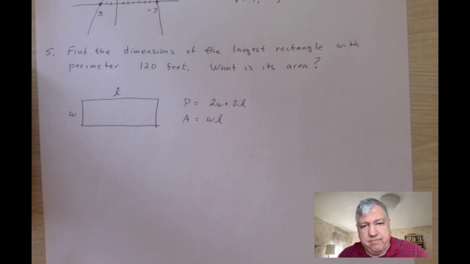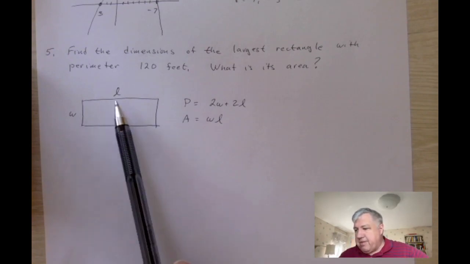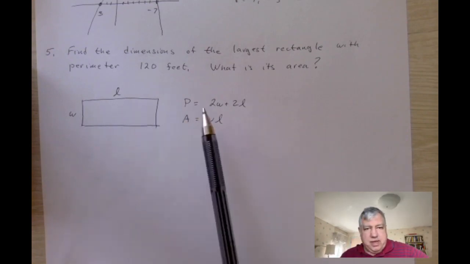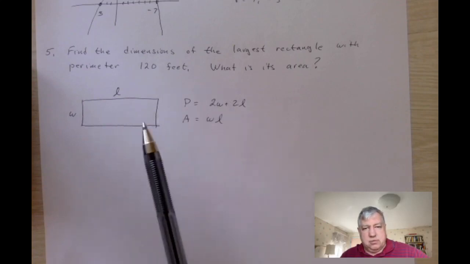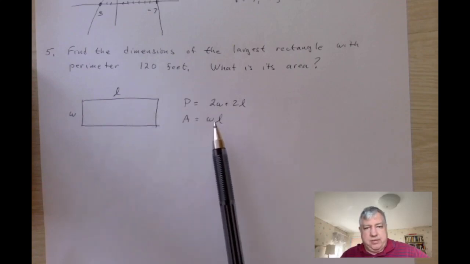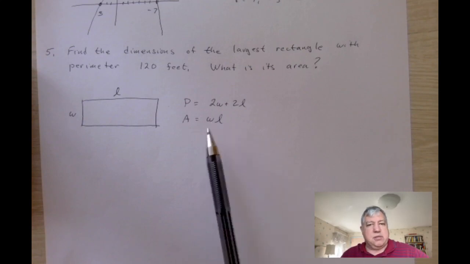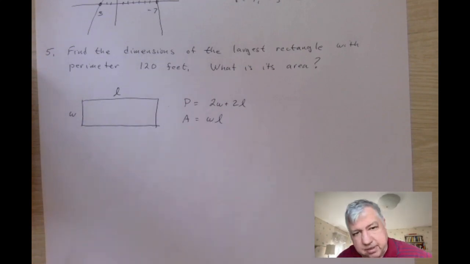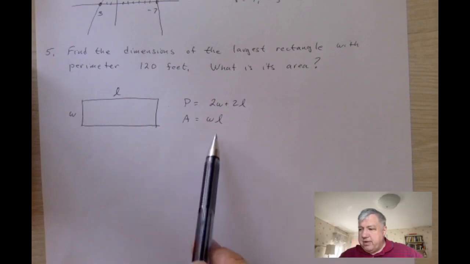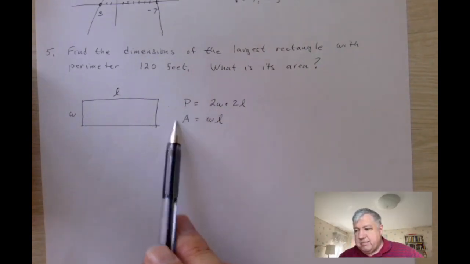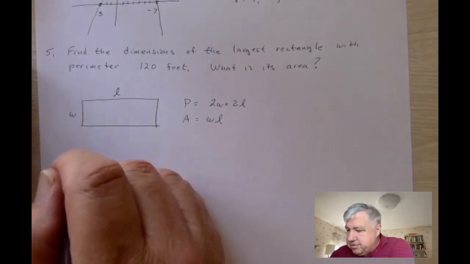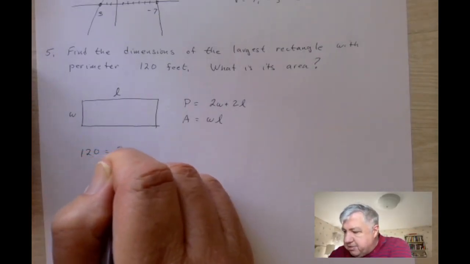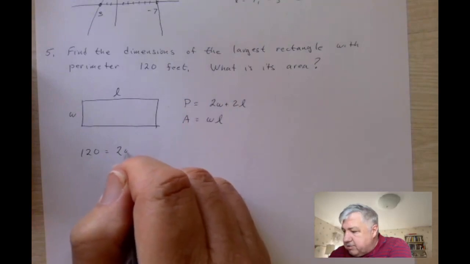Okay, and I remind you the perimeter is, if W is the width and L is the length of the rectangle, then the perimeter is 2W plus 2L. And the area is length times width, or in this case, width times length. The order doesn't matter. And what you want to do is find a W and L to maximize this, given that the perimeter is 120. So you're given that 120 is 2W plus 2L.